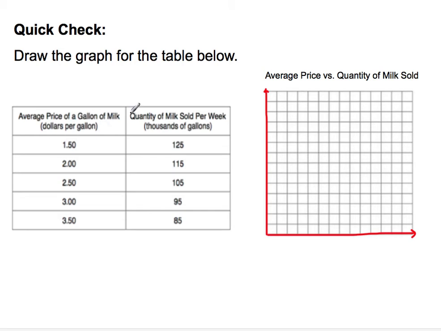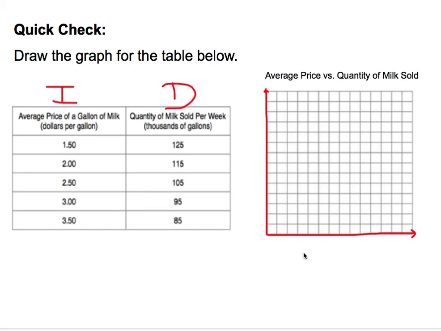So now we have to say which one's the dependent one and which one's the independent. So we say the two statements out loud. Does the average price of a gallon of milk depend on the quantity of milk sold per week? Or does the quantity of milk sold per week depend on the average price of a gallon of milk? Now both of them make sense, but the second statement makes the most sense. So if you increase the price of the milk, chances are less is going to be sold. So the quantity of milk sold depends on the average price.